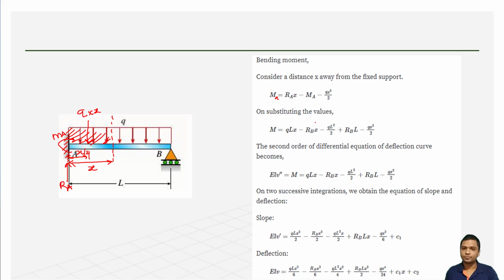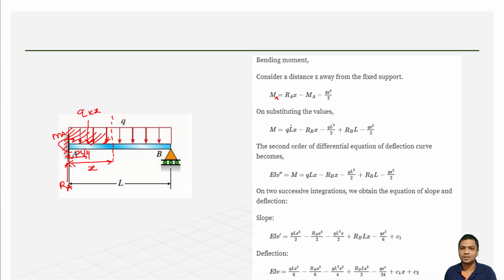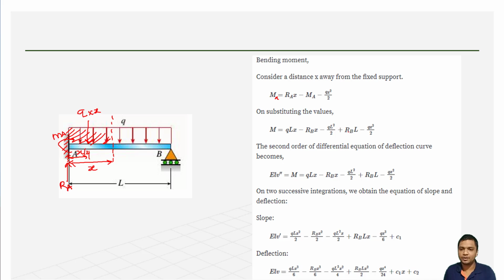On substituting the value of above, we got Ra equals to QL minus Rb. So we have written QL minus Rb into this x comes here, then moment about A, that's QL square plus RbL, right? And minus Qx square by 2. So this is the moment at x.